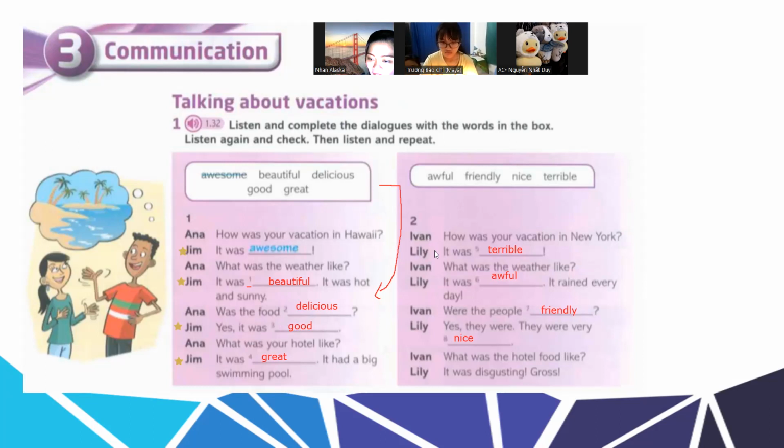How was your vacation in New York? It was terrible. What was the weather like? It was awful. It rained every day. Were the people friendly? Yes, they were. They were very nice. What was the food like? It was disgusting, gross.